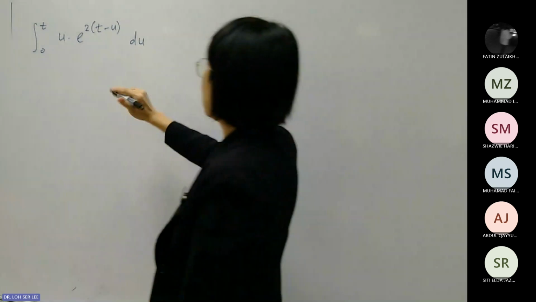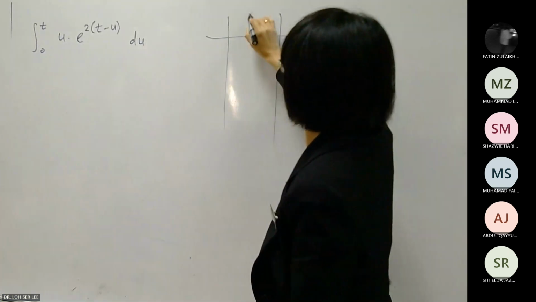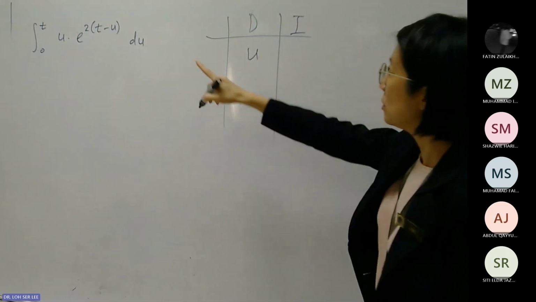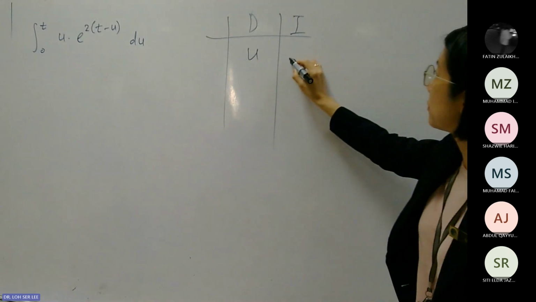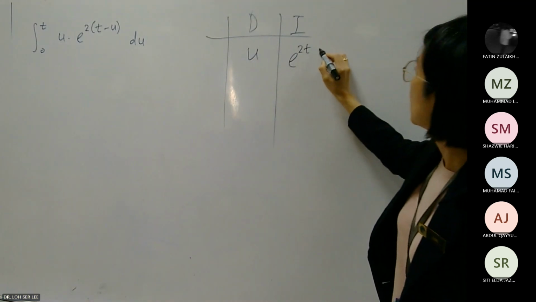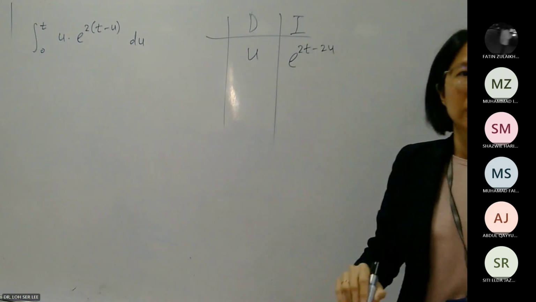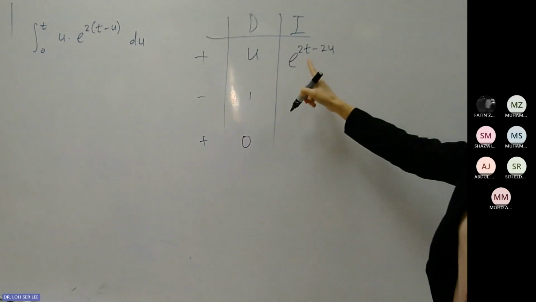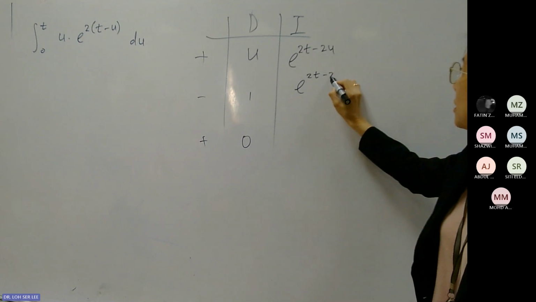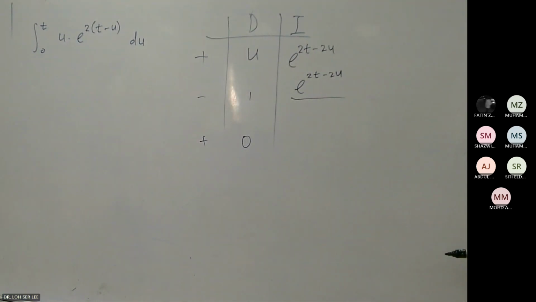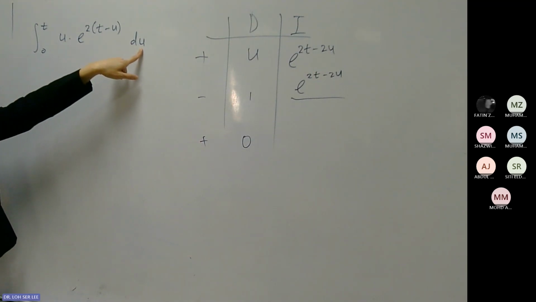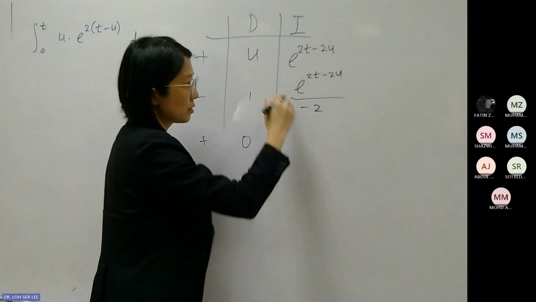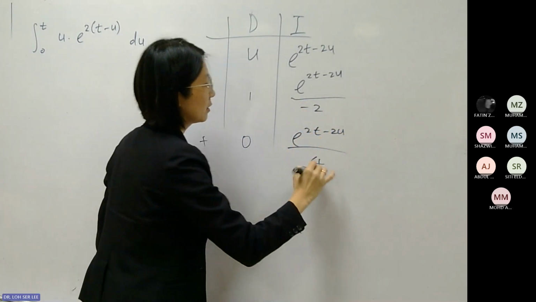Okay, this is from the example. So this one is the tabular method. U as the polynomial function put under D, and the exponential function e^(2t-2u). When we differentiate this one, we get 0, with signs minus plus. When we integrate, we get the same function over -2, because we are integrating with respect to u. Integrate once again, you get a 4.